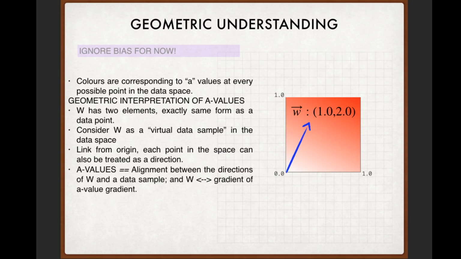So those values, I call them A because I want to emphasize the fact that these A values, or the values returned by the H functions, are the alignment between the vector of the virtual data point and the real data points in the data space. Here is the X vector, and there is the W vector. And the inner product measures how the X vector aligns with the W vector. So with this understanding, the design of the learning algorithm becomes very intuitive.